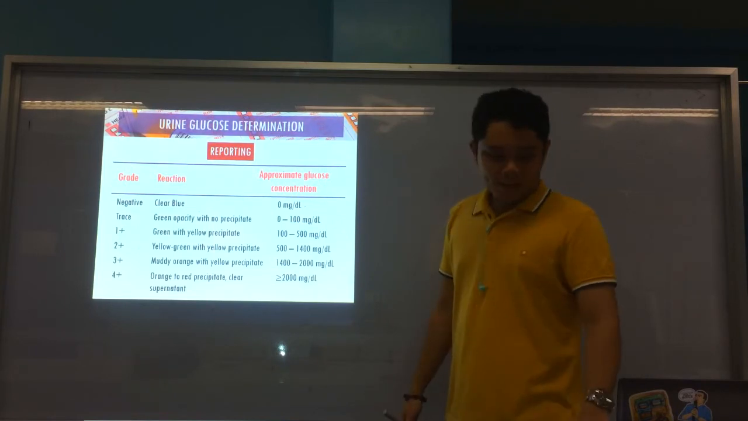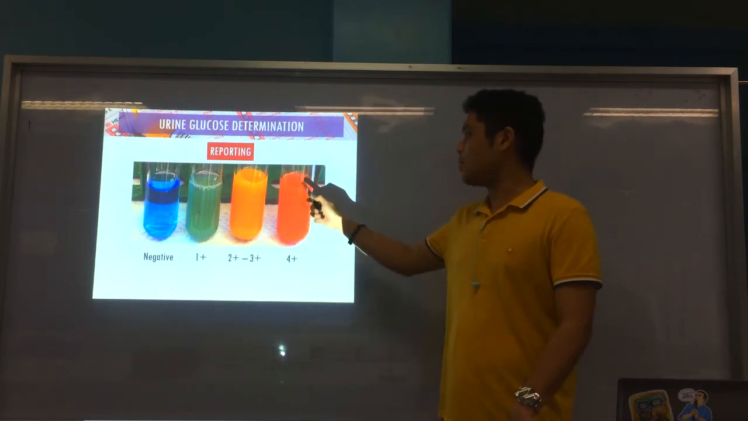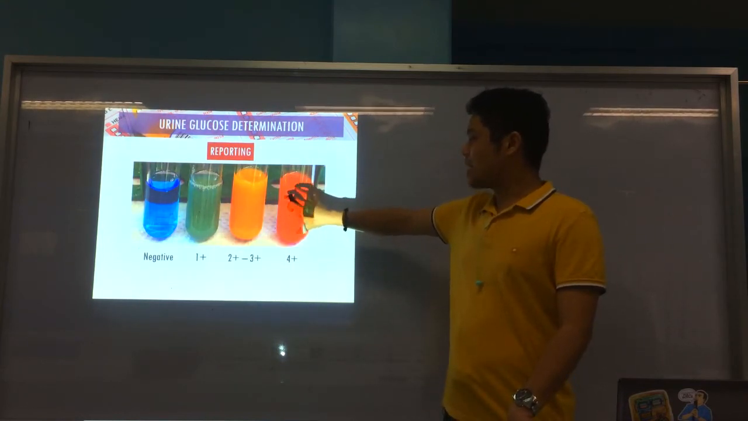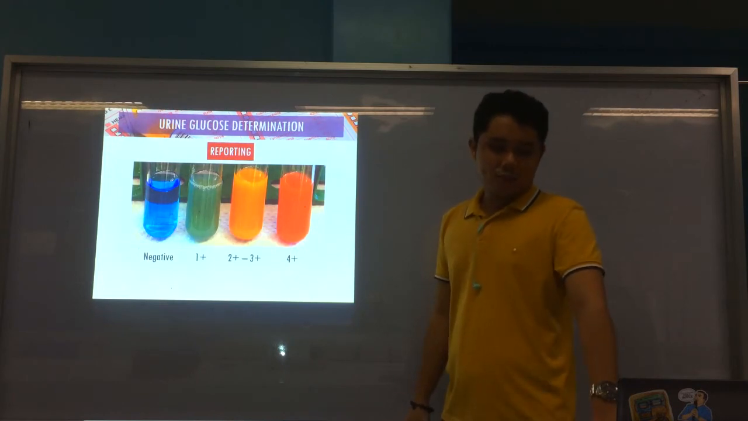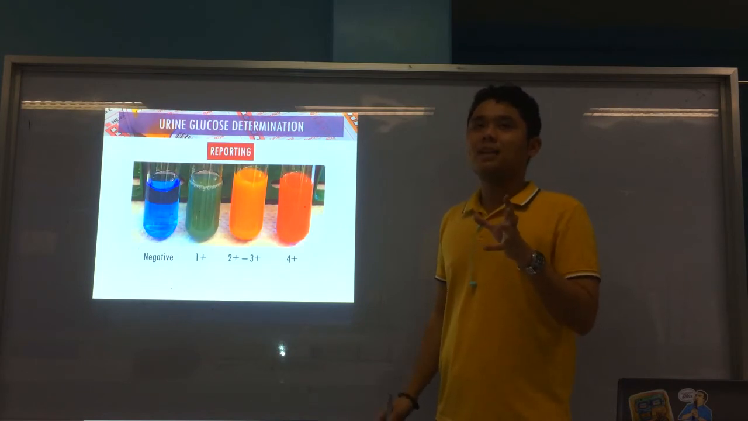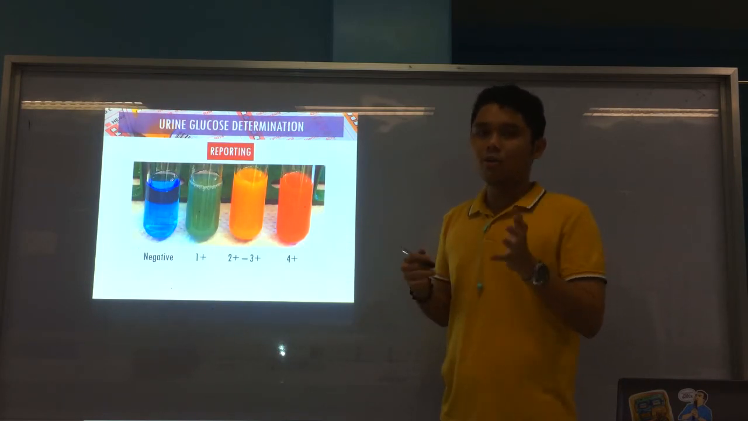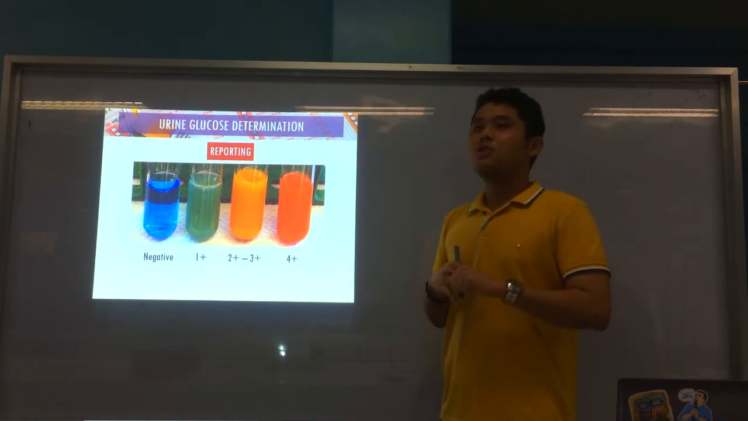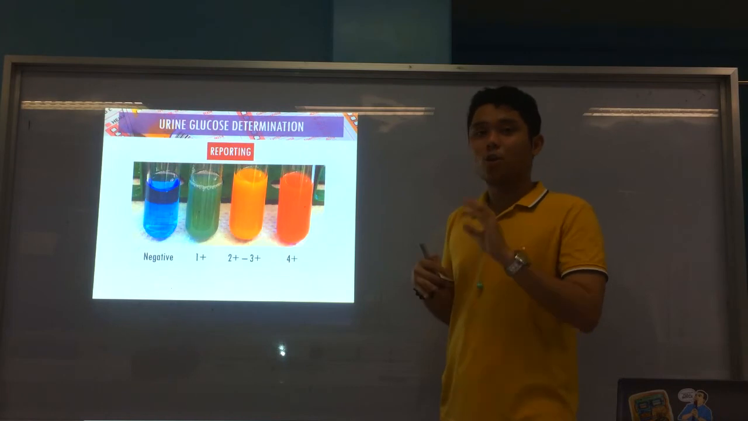Alright, so here's an example of a picture. You have negative, 1 plus, 2 plus, 3 plus, and 4 plus. As you can see, the precipitate is muddy red. So that's for Benedict's. Very easy, very short. The principle is just copper reduction. Your reducing sugars, glucose, reduce copper sulfate to cuprous hydroxide or cuprous oxide.